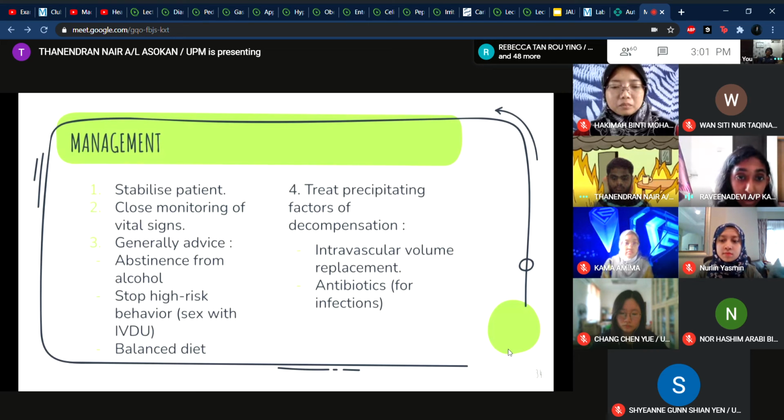Next will be the three precipitating factors of decompensation of the liver. Usually what you do is replace the intravascular volume if it is depleted due to anemia, and then you will also give antibiotics for any kind of infection.